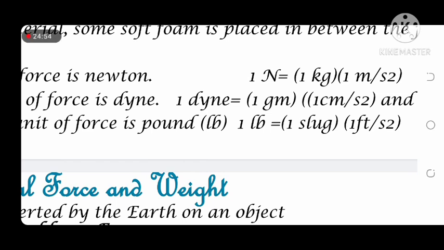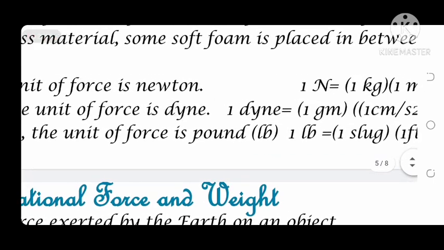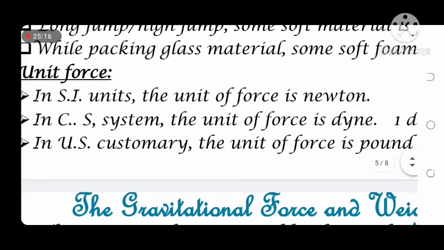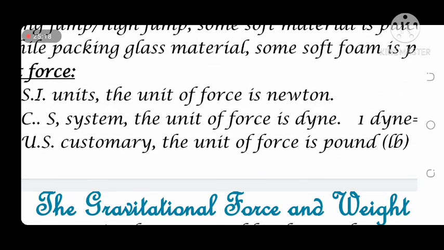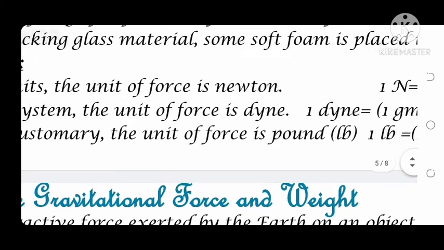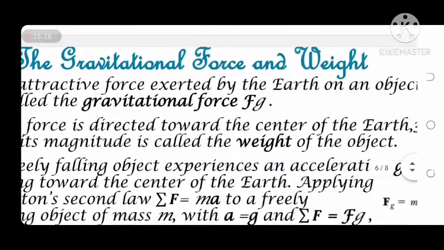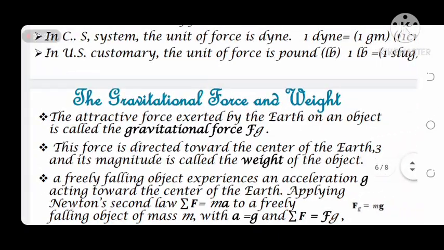This unit of pound is derived from the system that is also called FPS, as we have told you SI, CGS, so FPS. F means foot, P means pound, and S is second. The next article is the gravitational force and the weight.